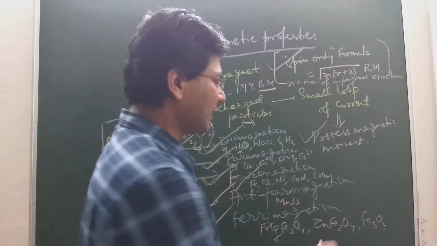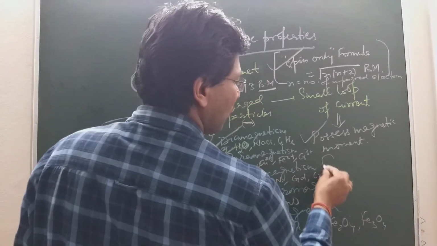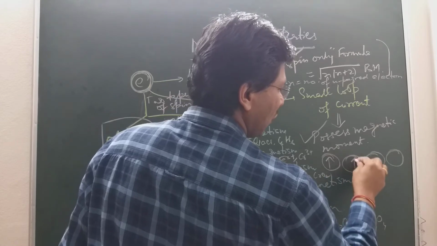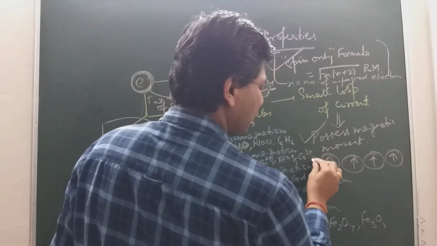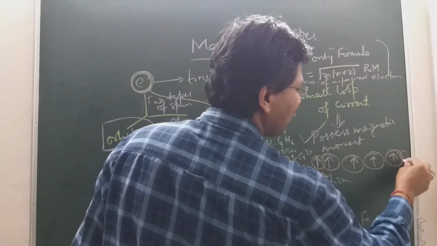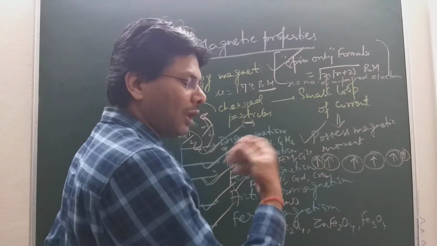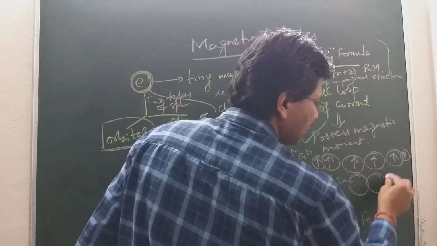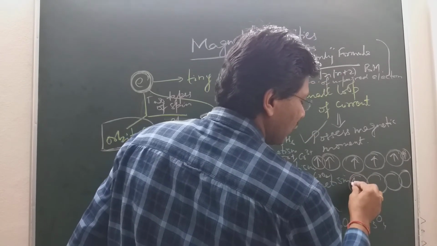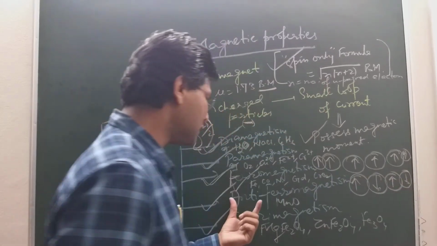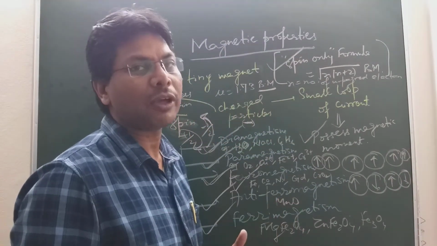Now antiferromagnetic. If you see the domain structure for ferromagnetic, all will be in one direction. But if you see antiferromagnetic, they are equal and opposite. So if suppose I am showing 4, then 1 up, 1 down, so this will be cancelled by this, 1 up, 1 down. Like this is for antiferromagnetic. MnO is an antiferromagnetic substance.